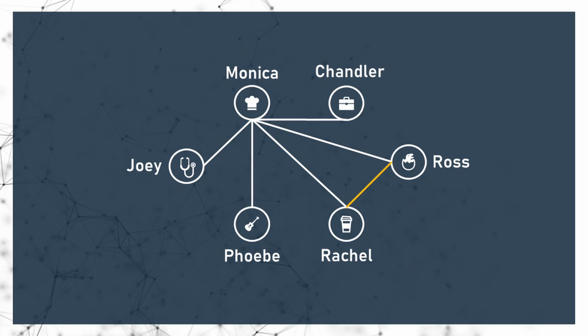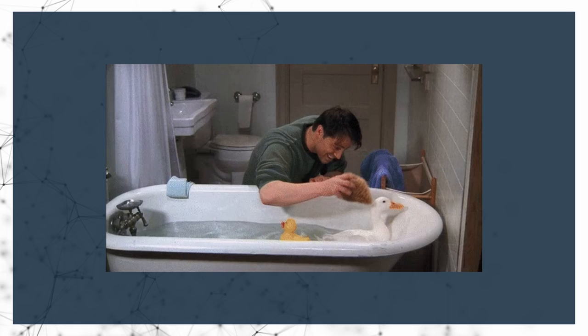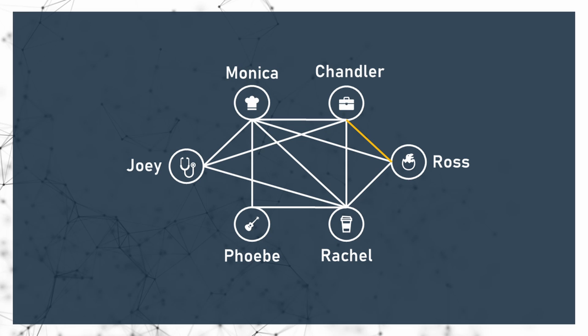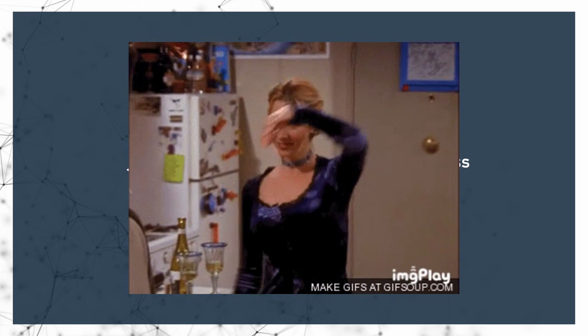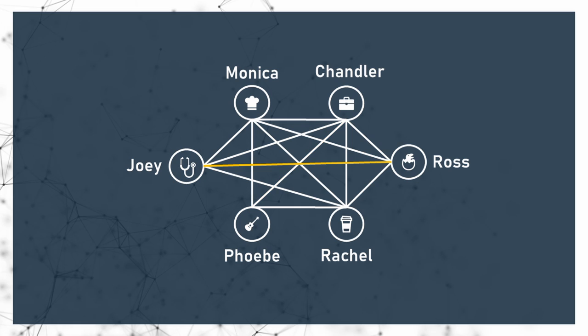Rachel dated Ross and Joey. She flirted with Chandler at a college party, and she's friends with Phoebe. Chandler and Joey owned a chick and a duck. Ross is Chandler's brother-in-law, and yes, Chandler and Phoebe kissed. Joey and Ross cuddled. Phoebe offered to teach Joey to speak French, and Phoebe also kissed Ross.